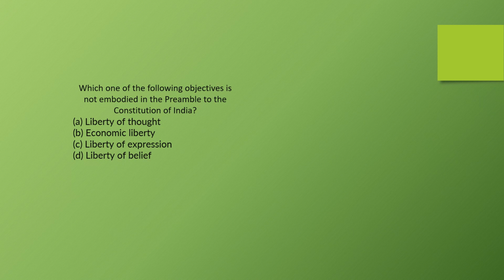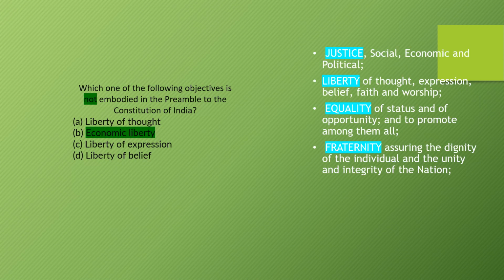And the second previous year question is, which one of the following objectives is not embodied in the preamble to the Constitution of India? Liberty of thought, economic liberty, liberty of expression, liberty of belief. See, it's economic liberty. Not given is asked, and liberty of thought, expression, belief, faith and worship is given, not economic liberty.